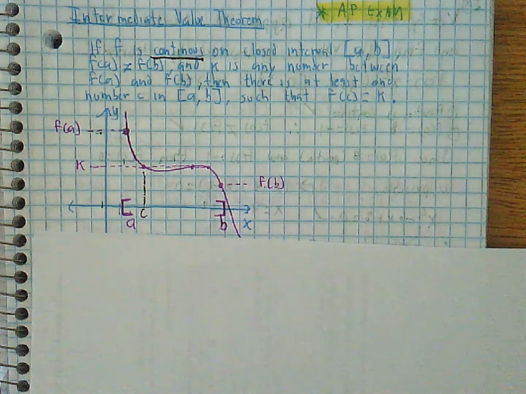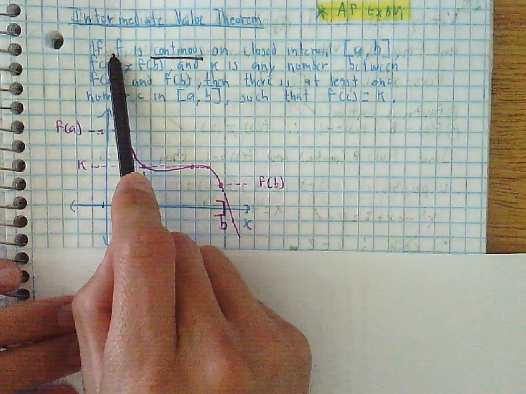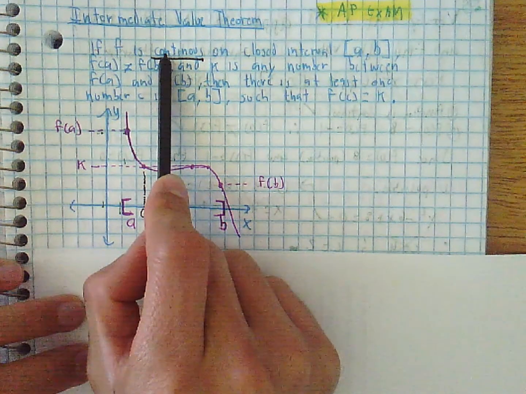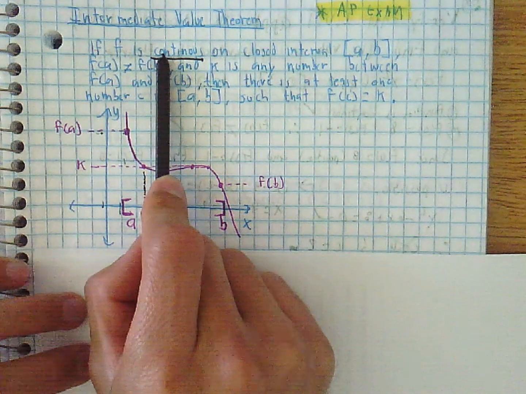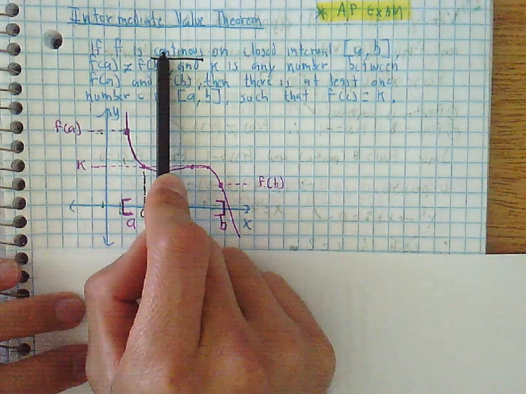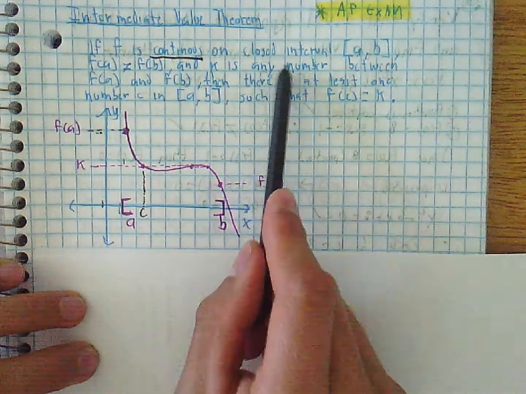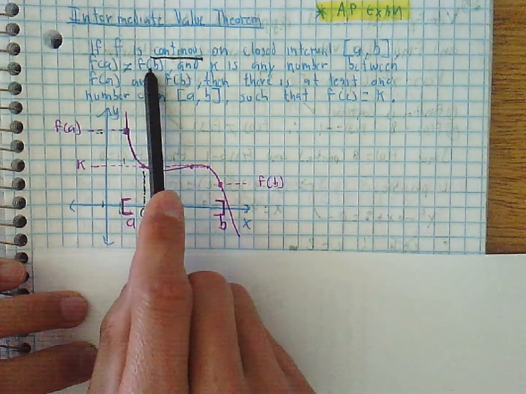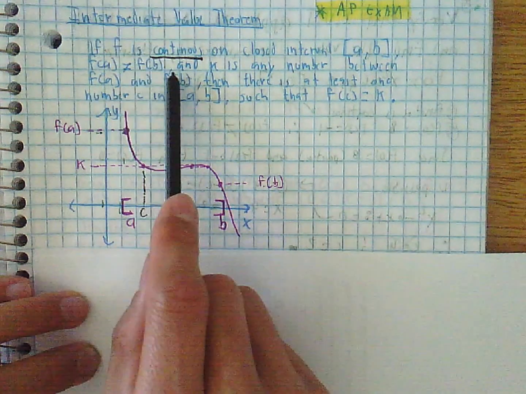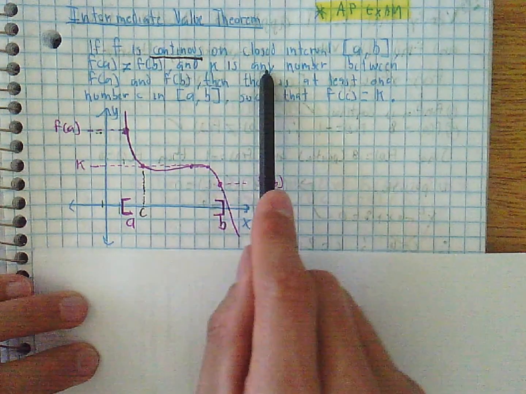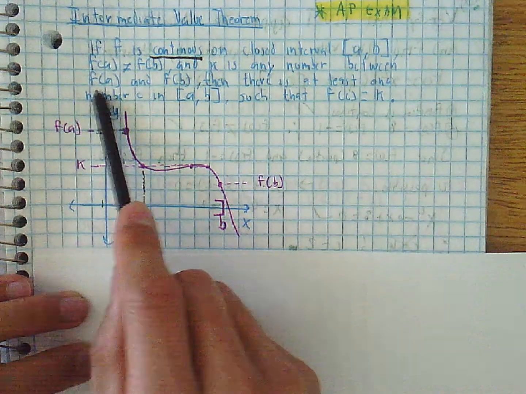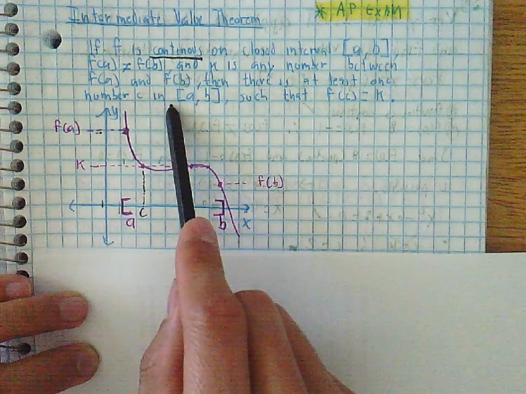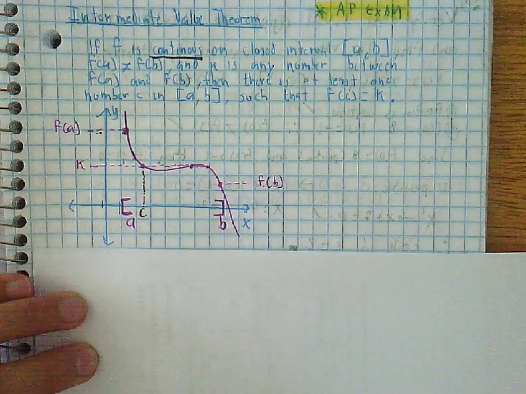So here's what it says: if a function is continuous, and I made a video about continuity, so if you have not watched it, make sure that you watch it. You should already know by this point what it means to be continuous. But let me continue. If a function is continuous on a closed interval from a to b, and f of a does not equal f of b, and k is any number between f of a and f of b, then there is at least one number c in the interval from a to b such that f of c is equal to k.